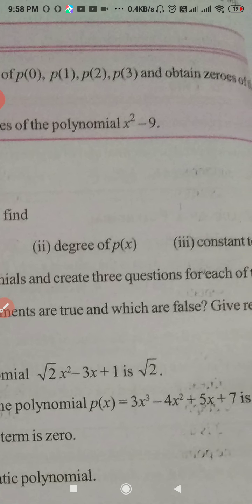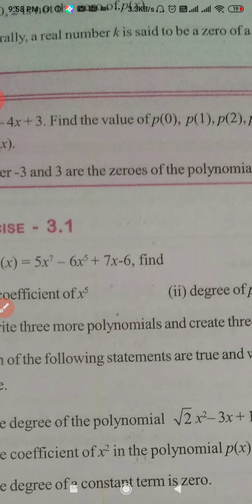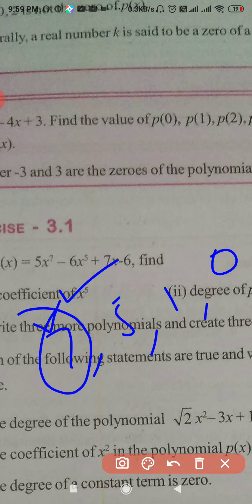Next, second one, degree of p of x. This is a polynomial, so this one has powers 7, 5, x that means 1, and a constant is 0. These are the powers of the terms. So which is highest? 7 is the highest power. Hence the degree of the polynomial is 7.